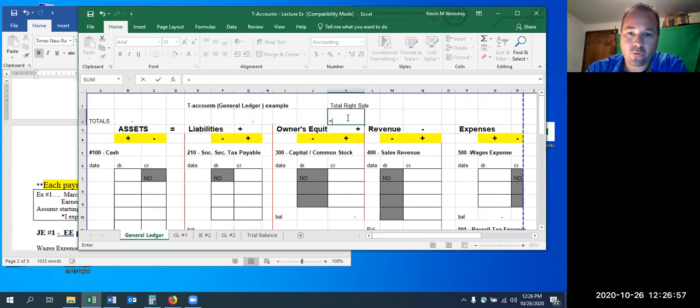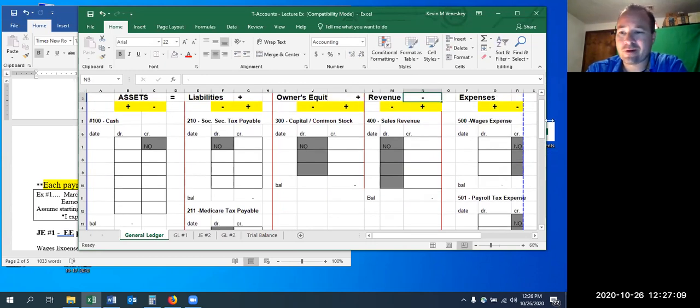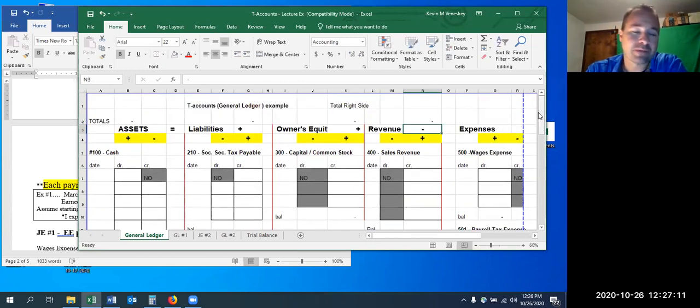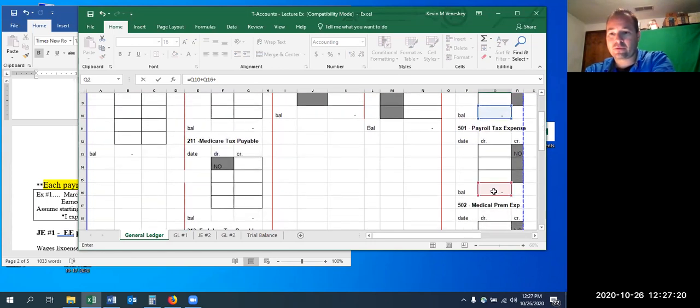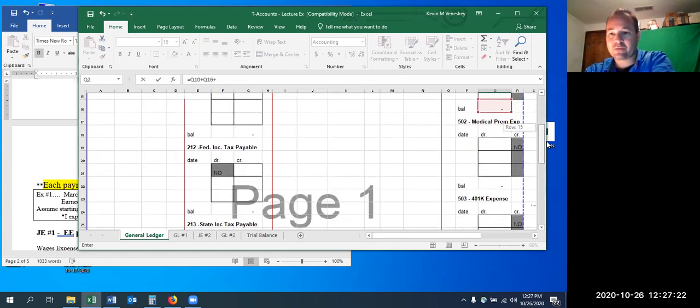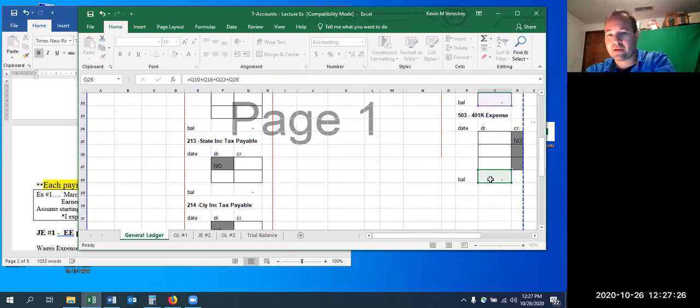I'm going to do for the owner's equity, just the one. That's all we have, the common stock or capital, depending on your terminology. Our revenue, just have the one. We're not going to hardly even have any revenue in this class, but I wanted to put it in there. And then our expenses. Our expenses, we're going to have the 4 of them. And the payroll tax, the wage expense, payroll tax, the medical premium, and the 401k.